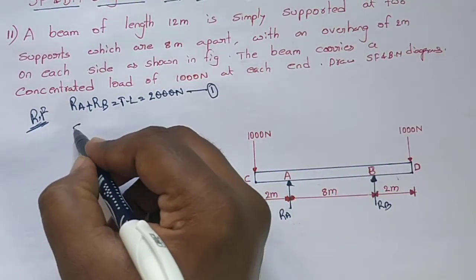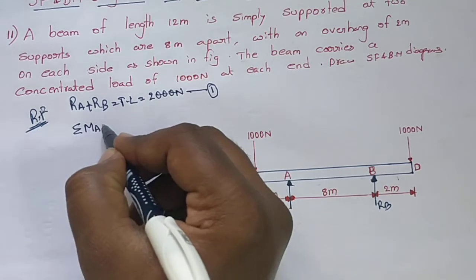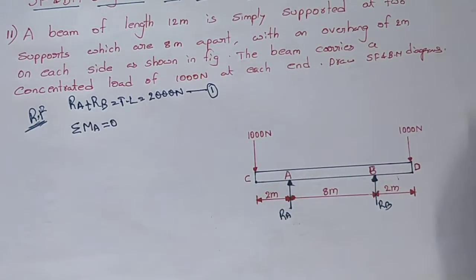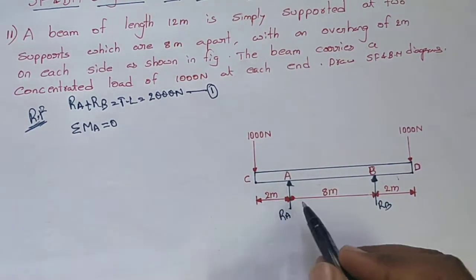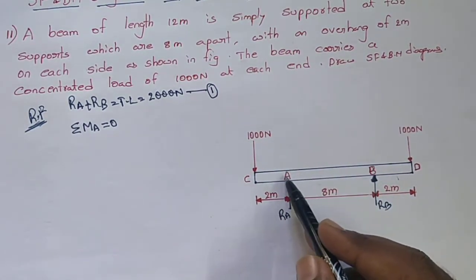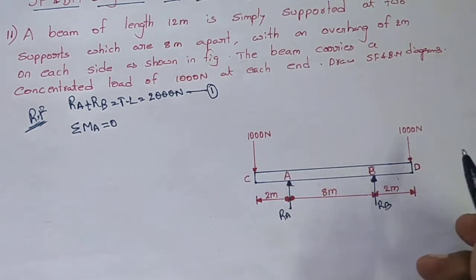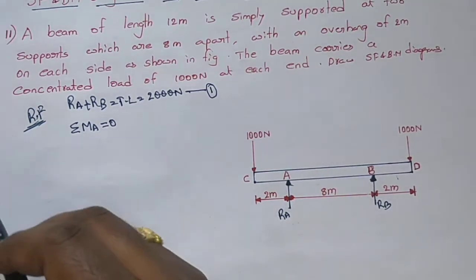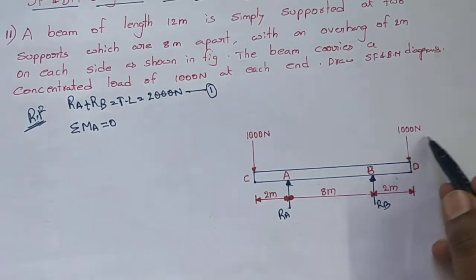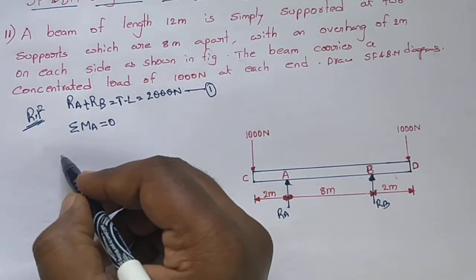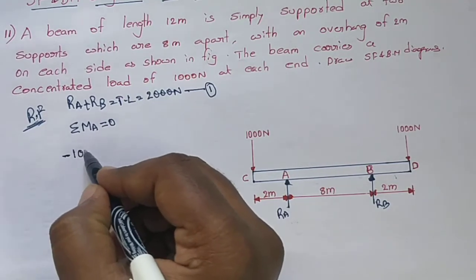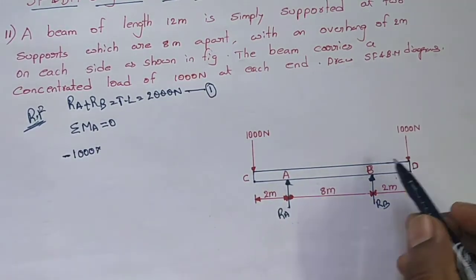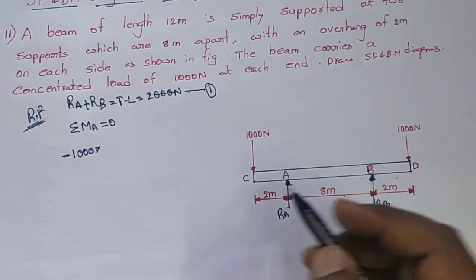Now I am taking moments about A and equating to 0 for calculating the reaction forces RA and RB. That means taking moments about A, we need to consider right side forces, that is, two forces: one point load and one reaction force. First I am calculating the 1000 newtons, which is acting clockwise, so I am taking it as negative, that is minus 1000 into the distance from this load to point A, which is 8 plus 2, so total 10.